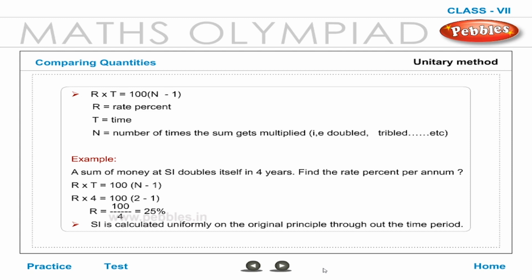Example, a sum of money at simple interest doubles itself in 4 years. Find the rate percent per annum. R into T is equal to 100 into (N minus 1). R into 4 is equal to 100 into (2 minus 1). So R is equal to 100 by 4, which is 25%. Simple interest is calculated uniformly on the original principal throughout the time period.